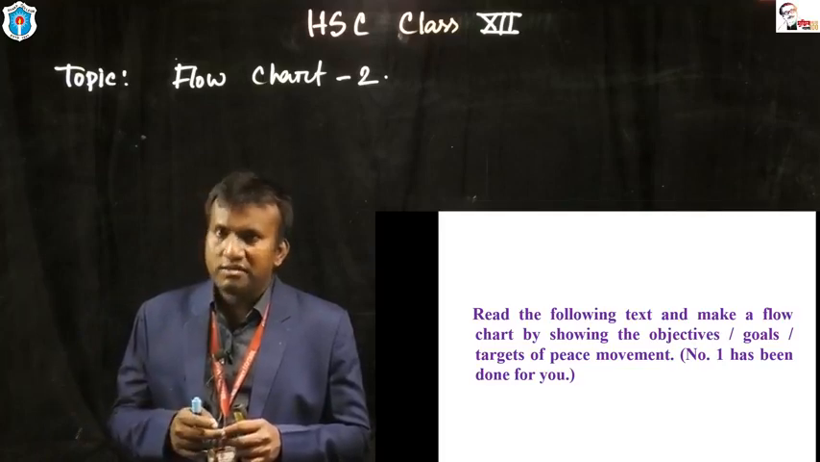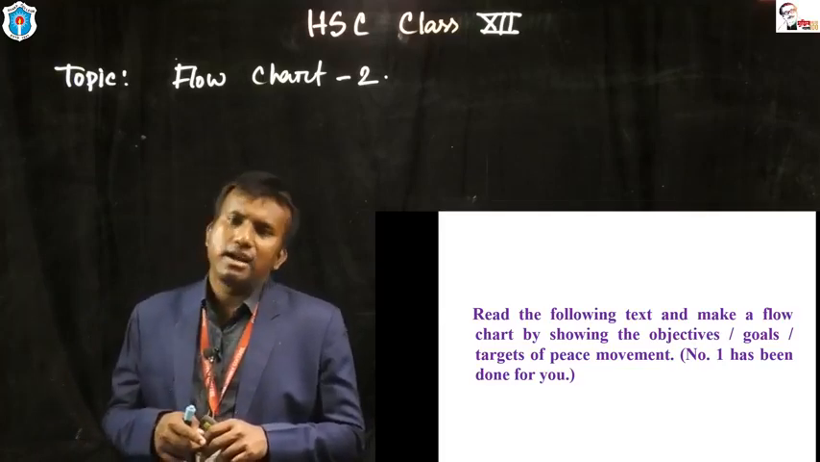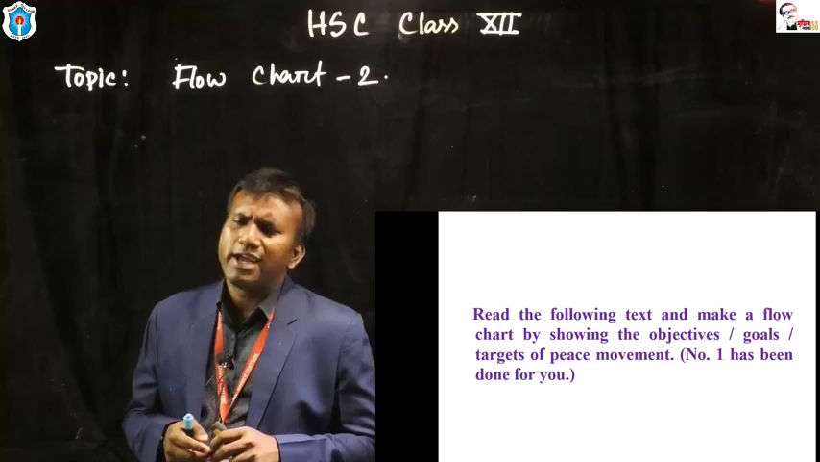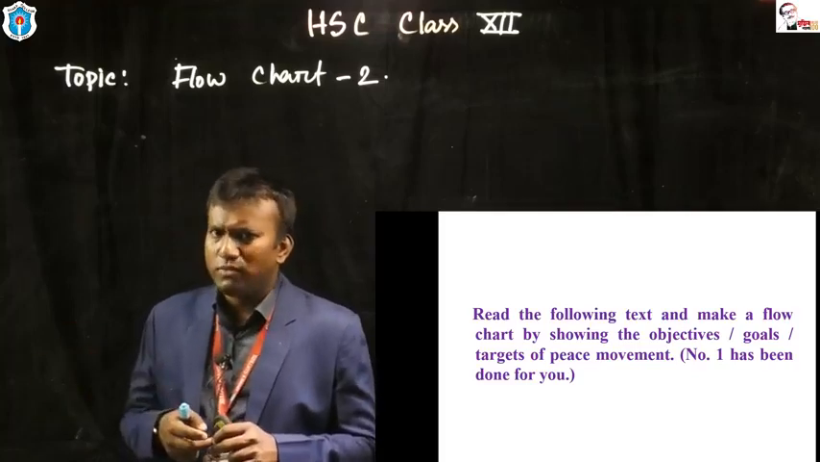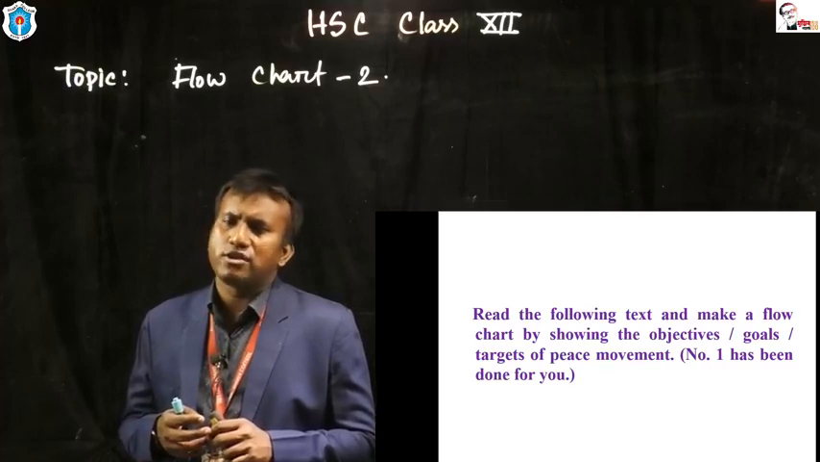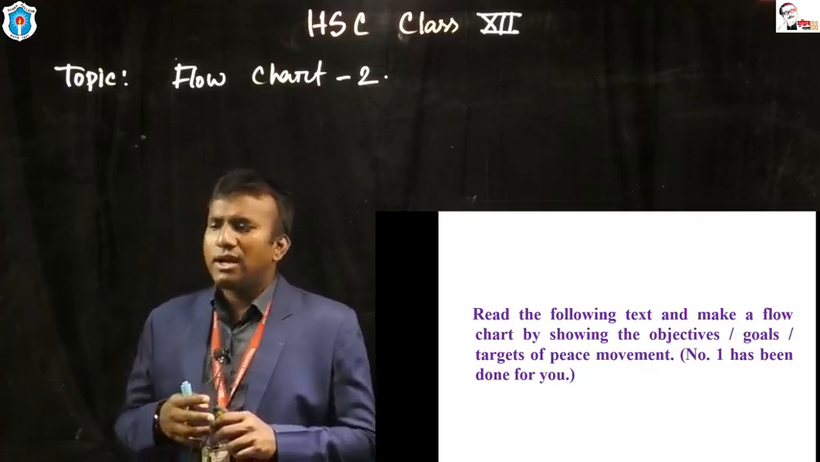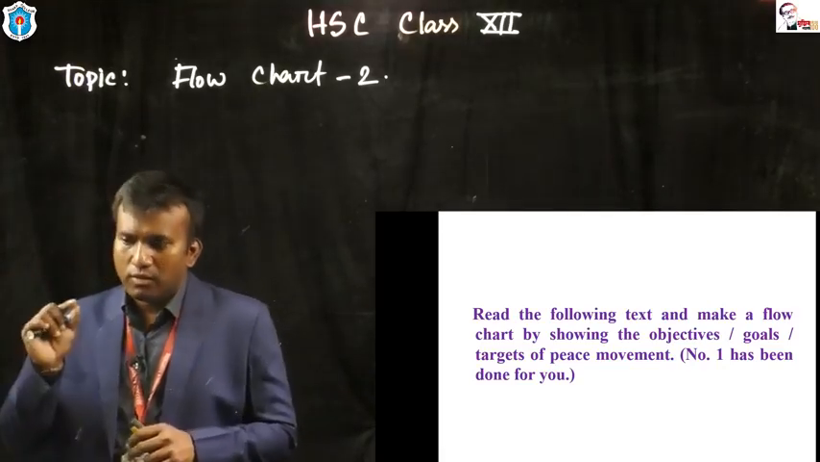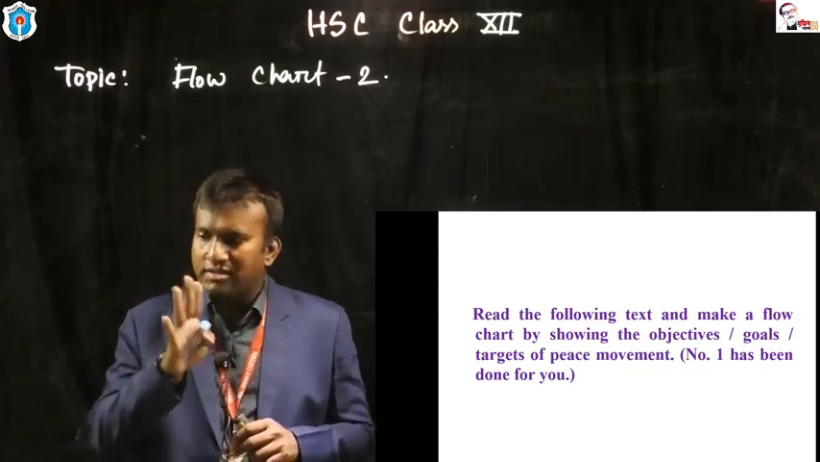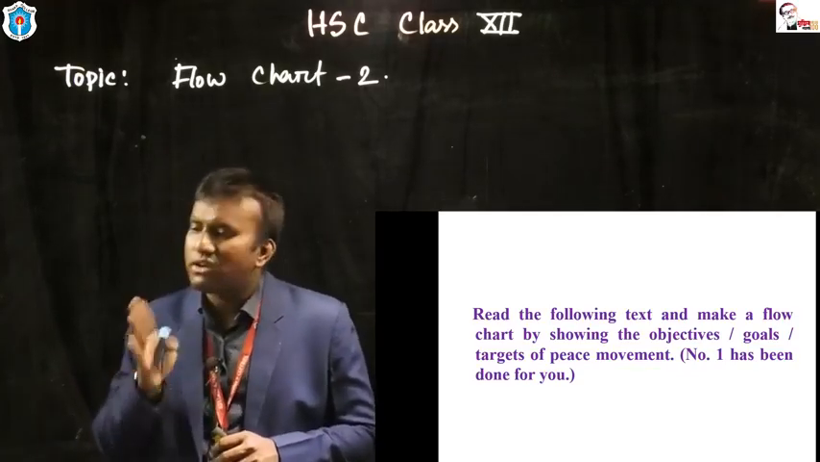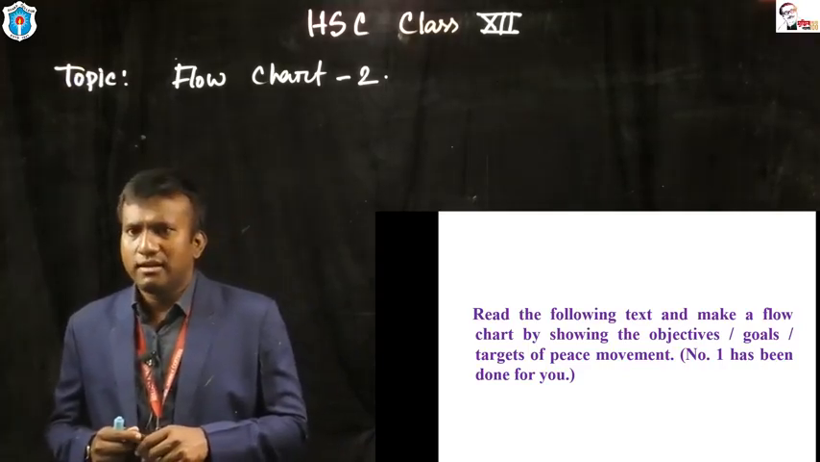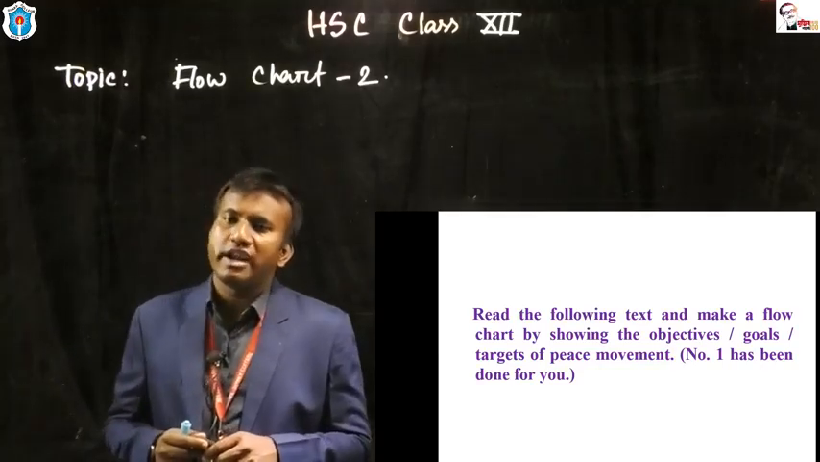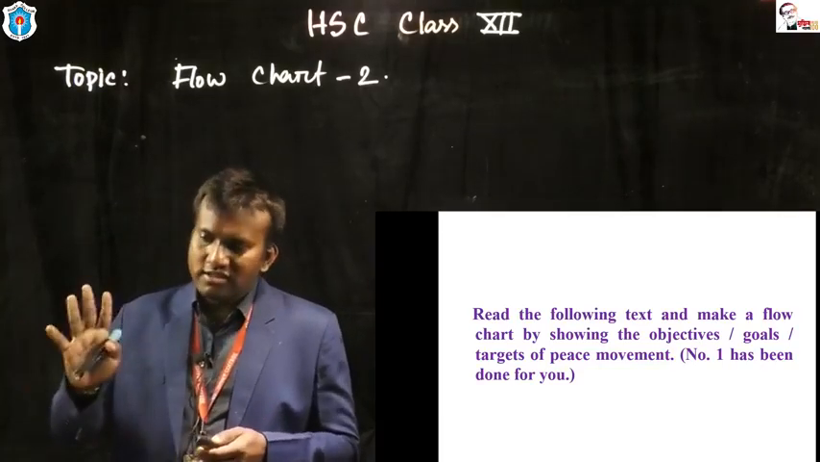Okay, dear students, this is a tough lesson, and as far as I can remember, I taught you this passage in the classroom. And as you have passed a lot of days or months, most of you have forgotten. That's why I'd like to restart this passage. What is the flowchart about? This flowchart is about the objectives or goals or targets of peace movement. Let us read the whole passage, and inside this passage, we will get the goals or targets of peace movement.